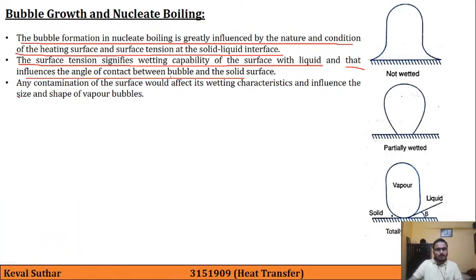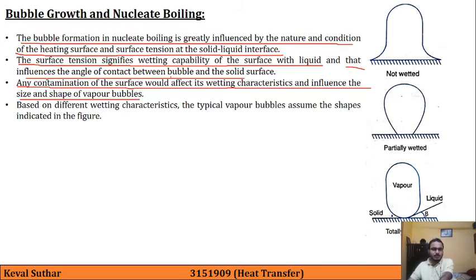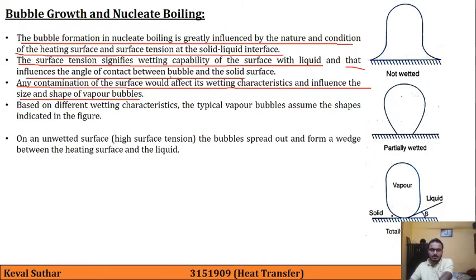Any form of contamination of the surface would affect its wetting characteristic and influence the size and shape of the vapor bubbles. So this will have a negative effect on the bubble growth. Based on the wetting characteristics, the vapor bubbles assume the shapes shown in the following figure. So three figures are there. First is not wetted, second is partially wetted, and third is totally wetted.